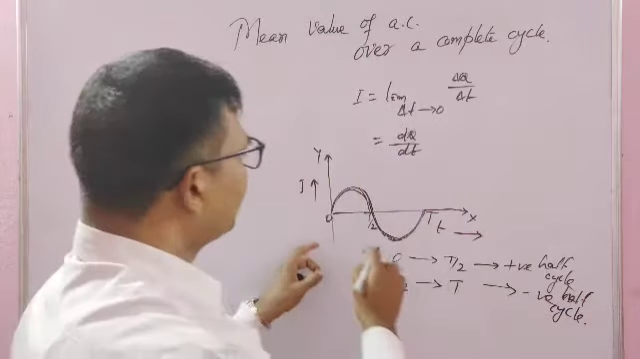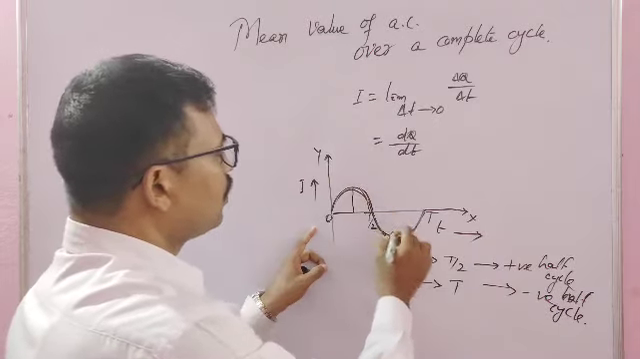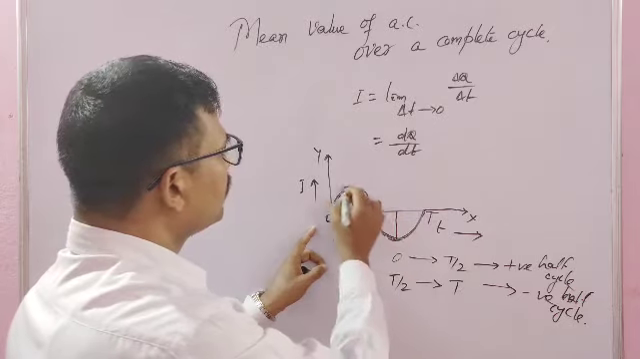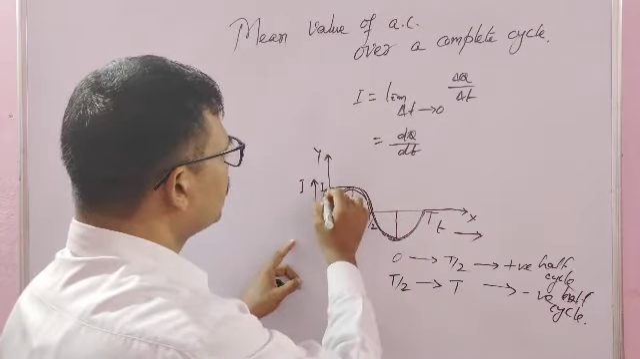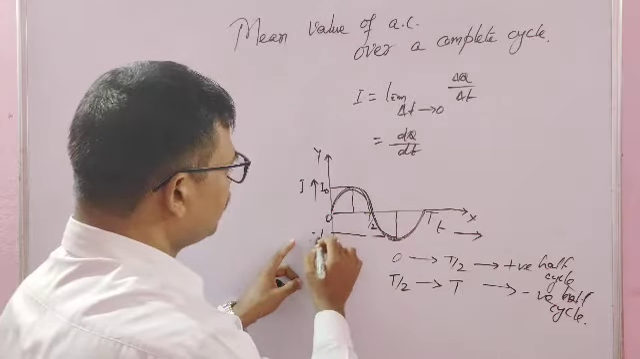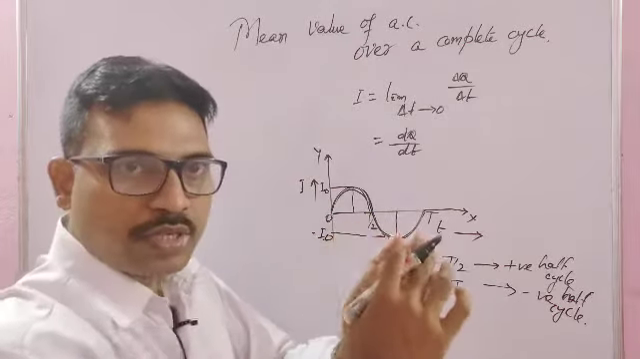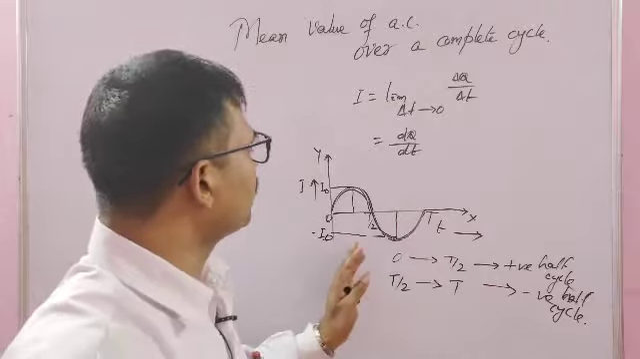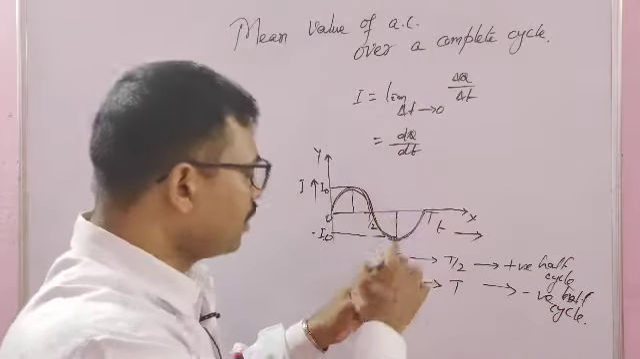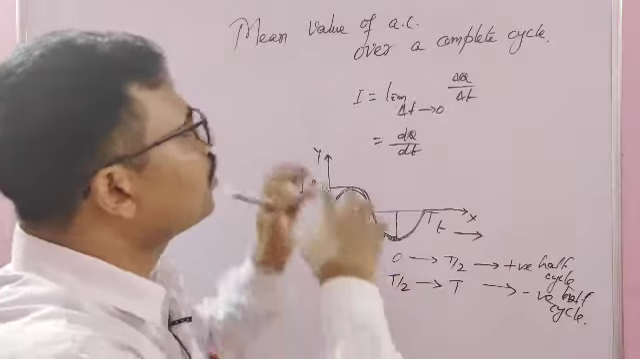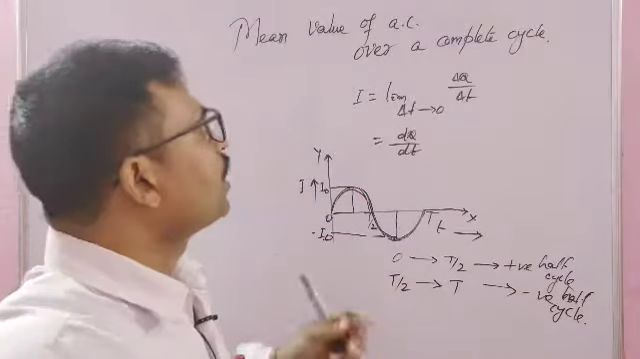Then understand, this is the maximum value, this is the minimum value. So this is I0, this is minus I0. Suppose you take this one as I0, so this one is minus I0. So this is the positive half cycle, this is the negative half cycle. Clearly understand? Then we have to derive that.